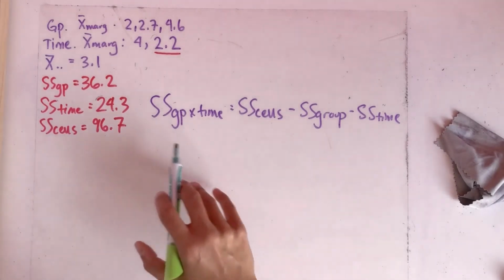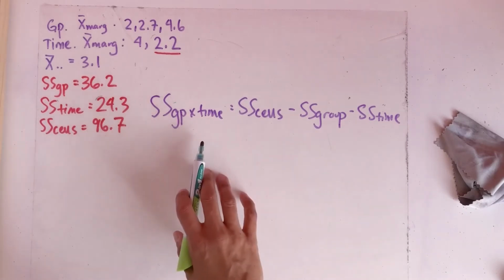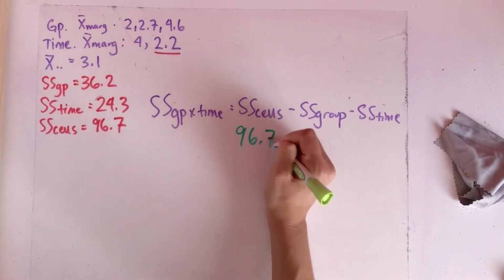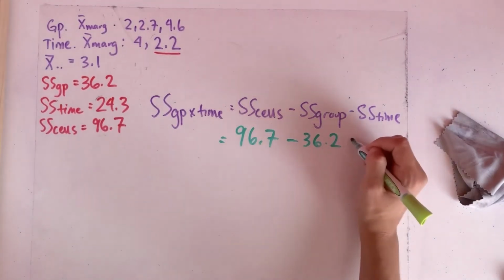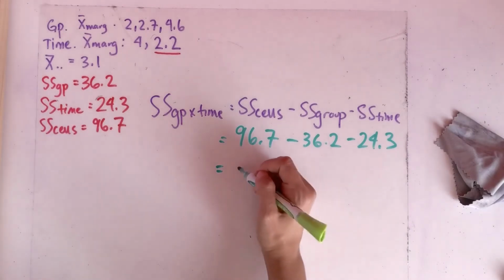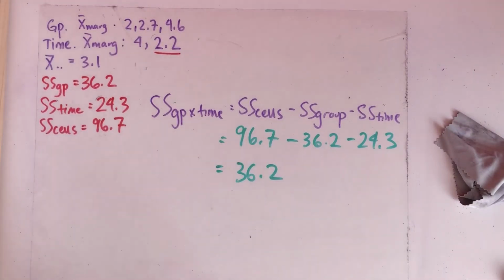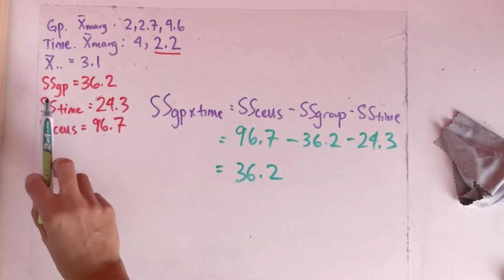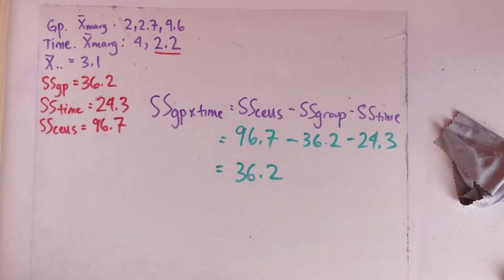Okay, are you ready? We have our SS group times time, or our interaction sum of squares, equal to SS cells minus SS group minus SS time. We don't want a negative number here. That might indicate that I had made a mistake. So we end up getting 36.2, which is kind of unnerving because SS group is 36.2. That's okay. Sometimes the numbers just work out to be similar. We had that happen last time when we did linear contrasts, and our 2 contrasts gave us eerily similar sums of squares. It happens with fake data a lot, I'm sure. But that's great. We have our interaction sum of squares and we did not make an error. It just happens to be the same number as the group variance.